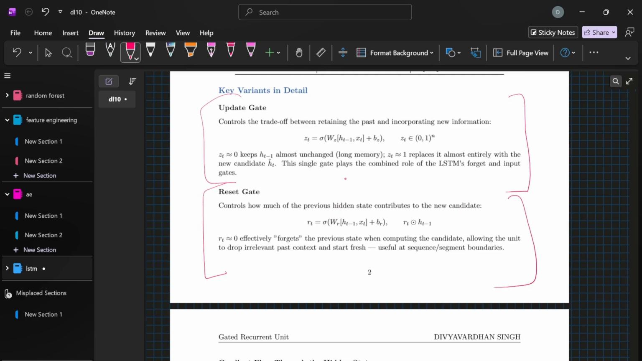If r of t is close to 0, the unit basically forgets the previous state while building the candidate, letting it drop irrelevant past context to the backside.